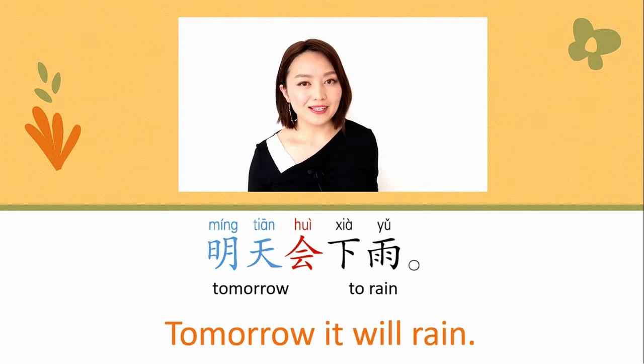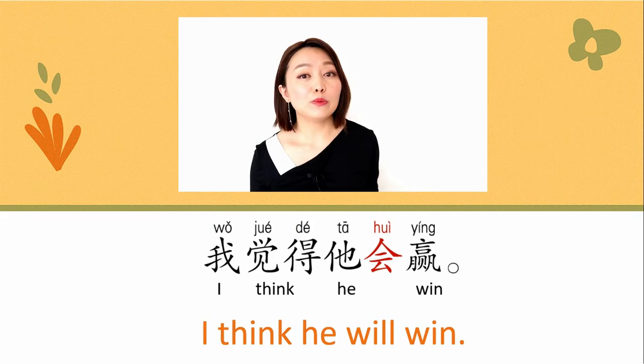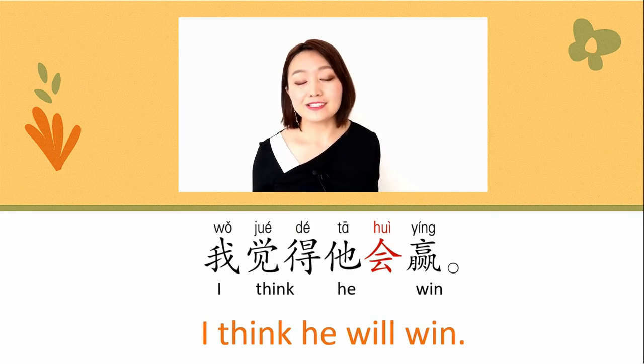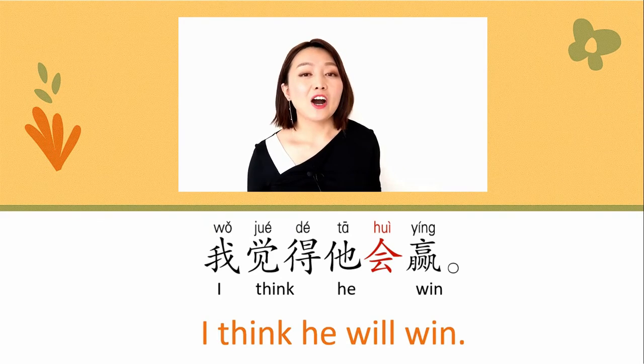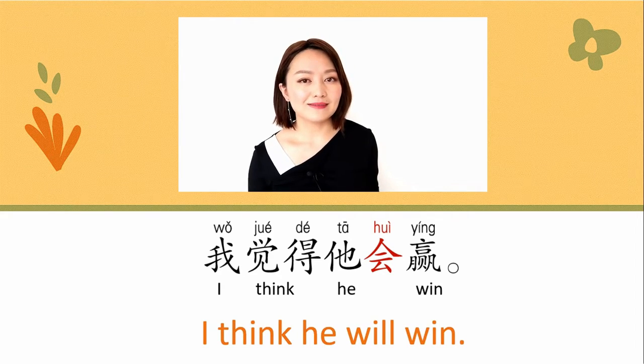Another example, 我觉得他会赢. I think he will win. It's not your plan, it's not your decision, but you assume or you predict that he will win. So we put the auxiliary verb 会 before the verb 赢, to win, and the sentence is done. So that's about the future tense.